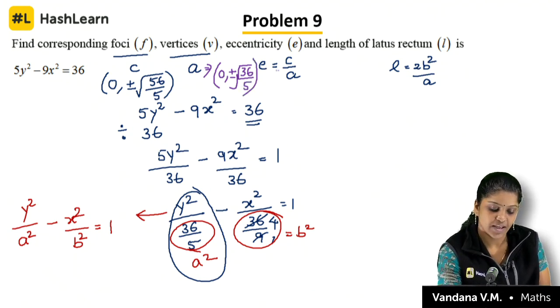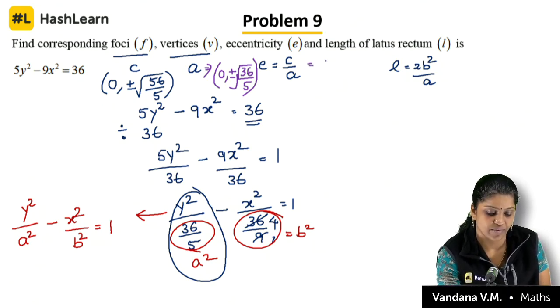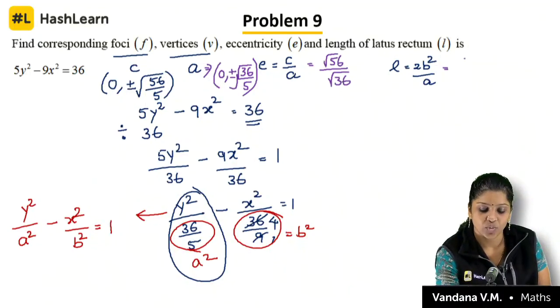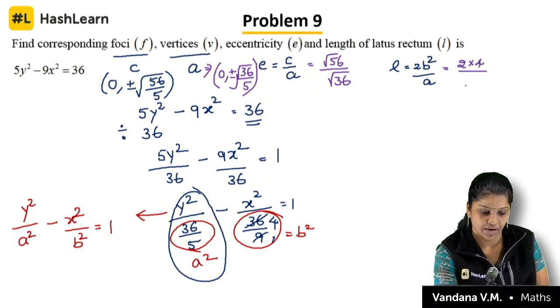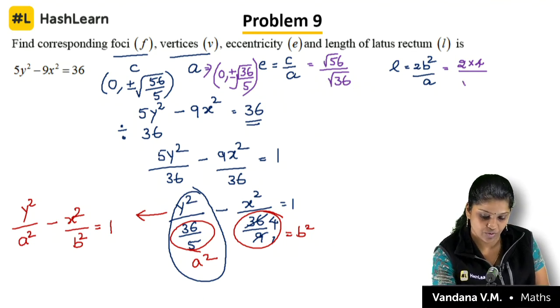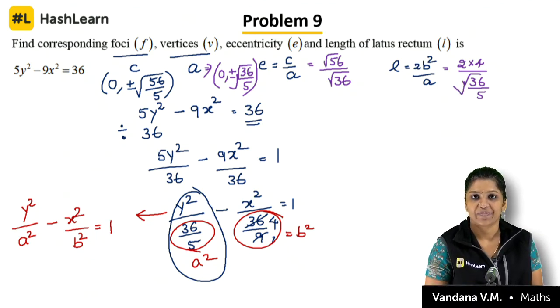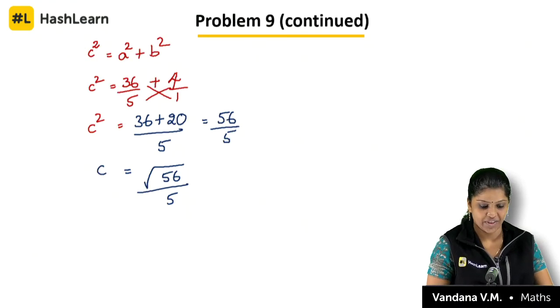Next, e is equal to c by a. So, here also root 5, here also root 5. No, I will write root 56 by root 36. Then the latus rectum, 2b square, 2 into 4 divided by a value. What is your a value? Root 36 by 5. So, you can simplify or you can leave it like this. Understood, right? So, yes. Next problem.